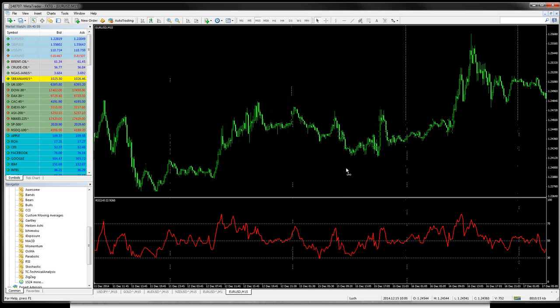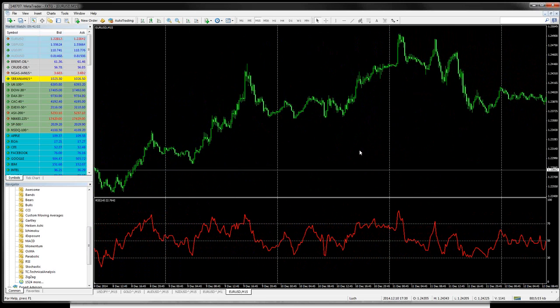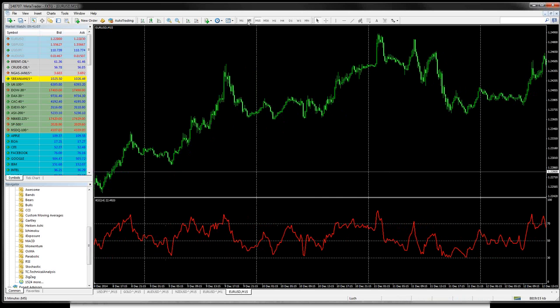So let's have a look back, where there was a period of time where the indicator actually did sit. Maybe I'll change the time frame.